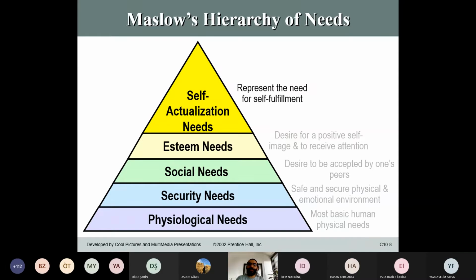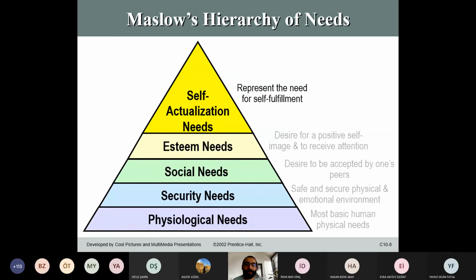Okay, this is also a need, right? Because people have these kind of inner motivations. All of us somehow, on some level, have these kinds of needs. But what Maslow says is, first, you cannot jump into self-actualization needs. You cannot jump into esteem needs before you meet these lower-level, basic needs.